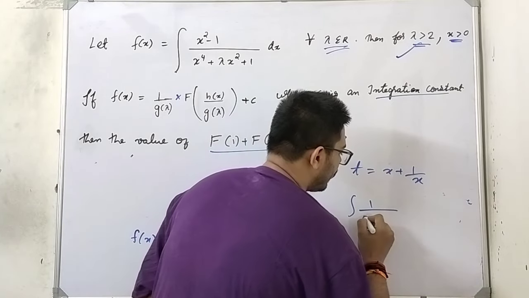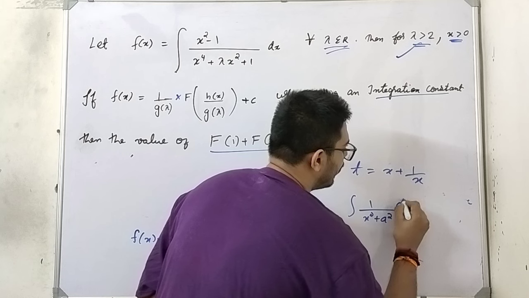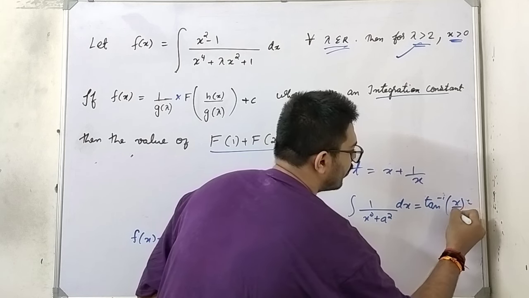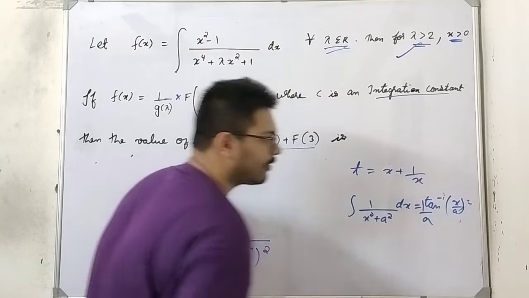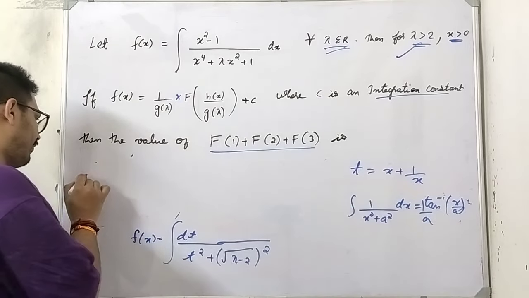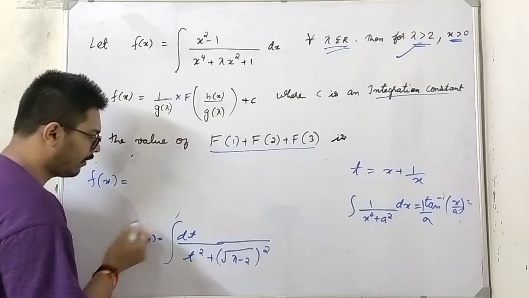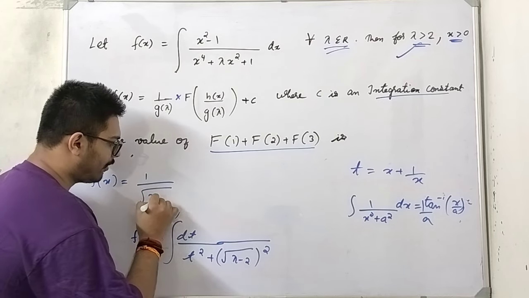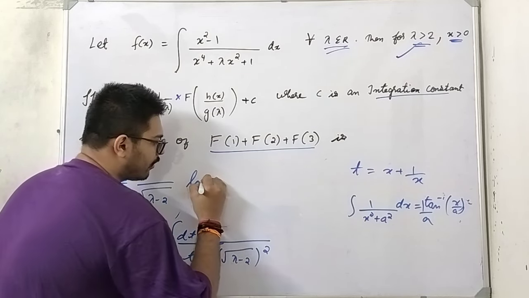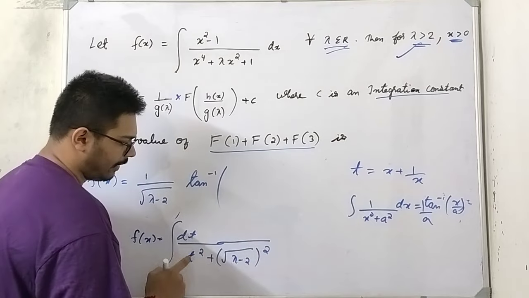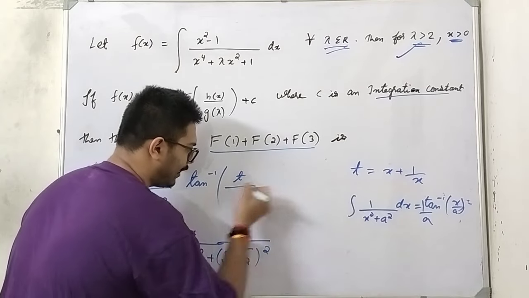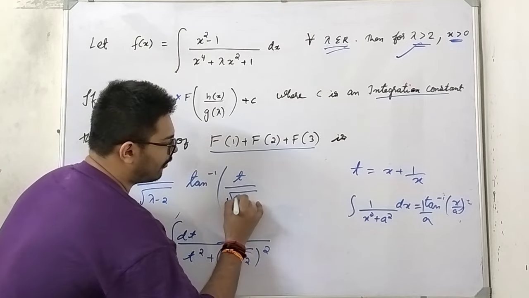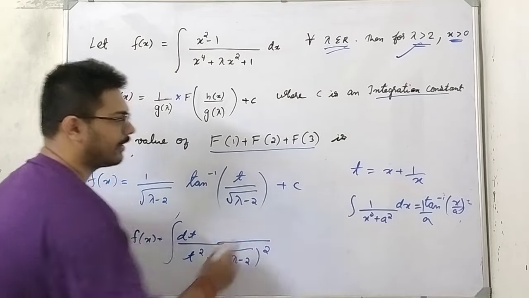integral 1 by x square plus a square dx equals 1 by a tan inverse of x by a. Similarly, our f of x will be equal to 1 by root of lambda minus 2 into tan inverse of, instead of x we have t, divided by, instead of a we have root of lambda minus 2, plus constant of integration c.